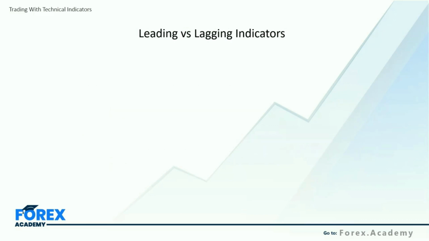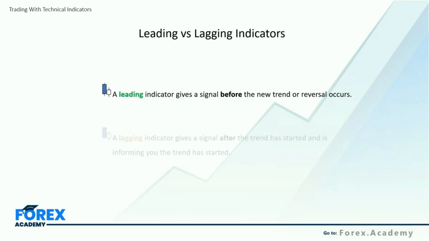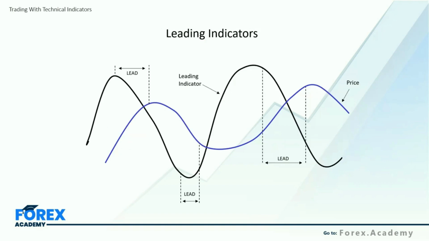Let's look at describing them both. A leading indicator gives a signal before the new trend or reversal occurs, and a lagging indicator gives a signal, of course, after the trend has started and is informing you the trend has started. With this diagram in front of us, we can actually look physically to see how a leading indicator, perhaps a wide range of various different indicators, could actually give you a preemptive strike on entering the market.